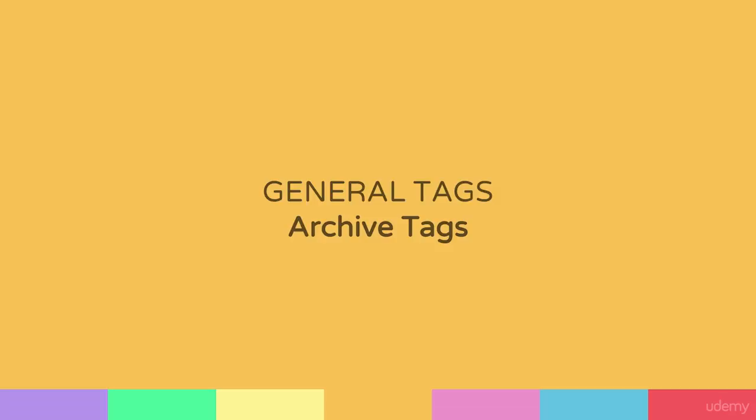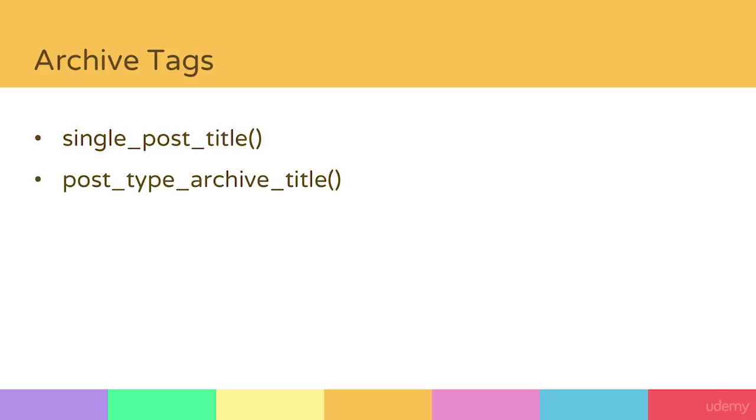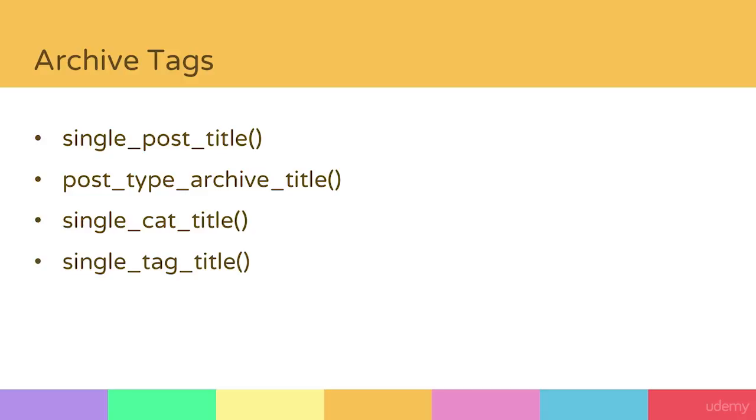All right, now we're going to look at some general tags that have to deal with working with archive pages and listing out archives. These archive tags include single post title, which can be used outside of the loop to display a post title on a page, post type archive title, which will work with custom post types, single cat title and single tag title, which work with categories and tags, and then single term title.